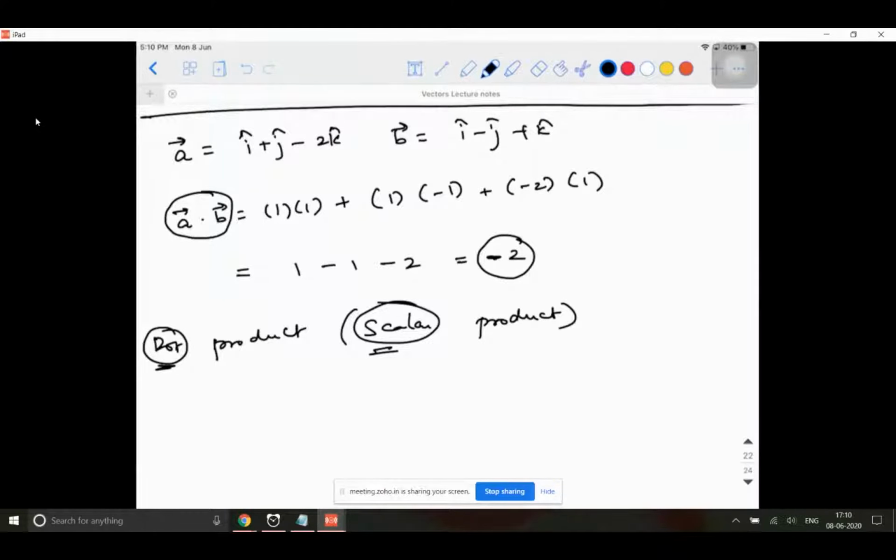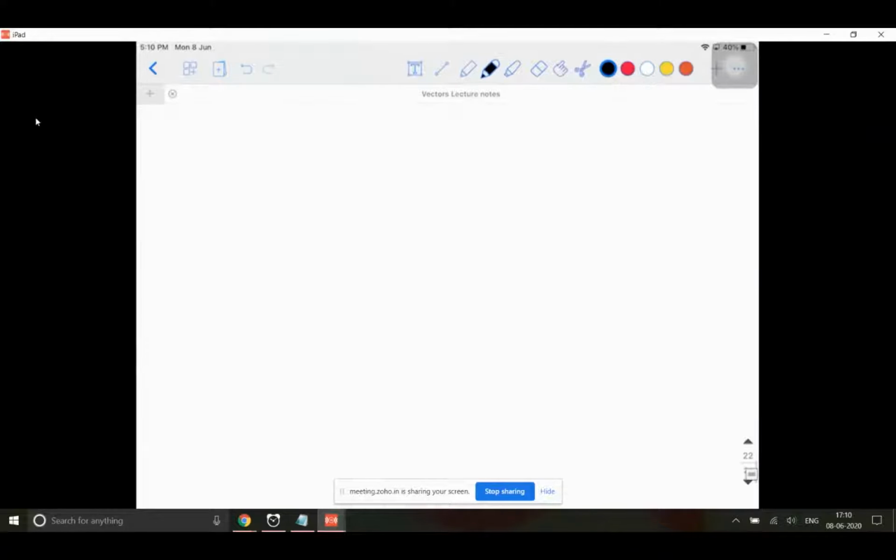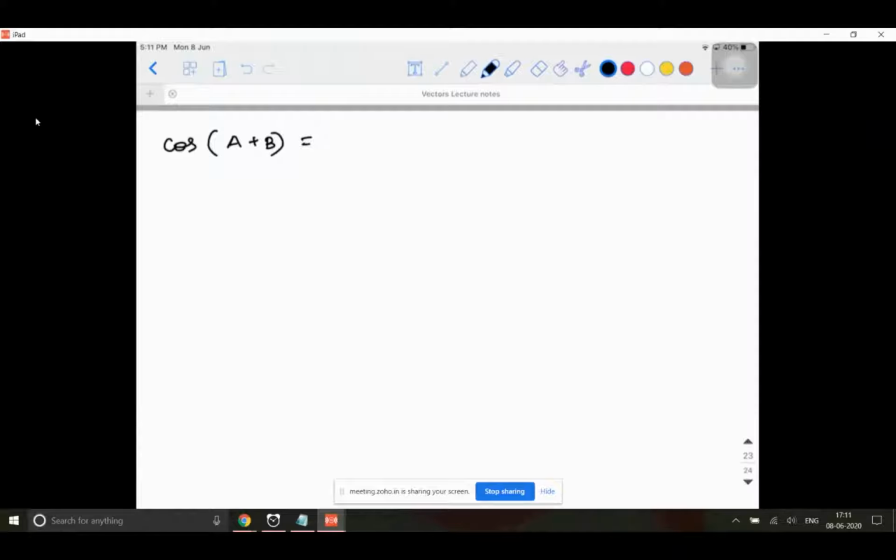Now what I'm going to do is show you a trigonometric formula. Suppose I have a formula like this, cos of A plus B. You would not have seen this. This is called the sum of angles, so cos of the sum of angles. Does anybody know the formula for this? Anybody who has learned this formula? Okay, the answer for this is cos A cos B minus sin A sin B.